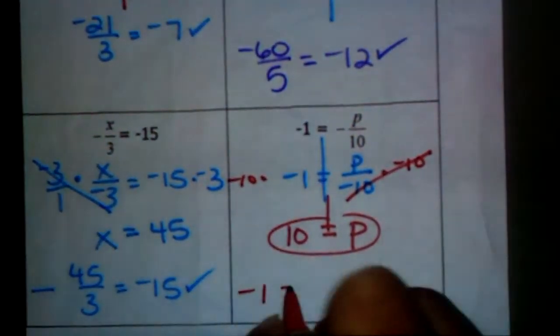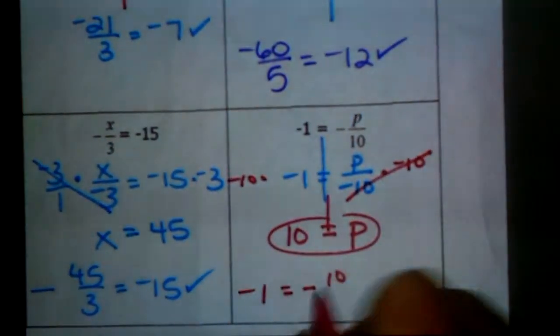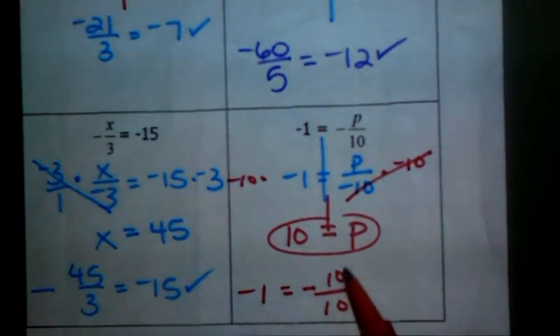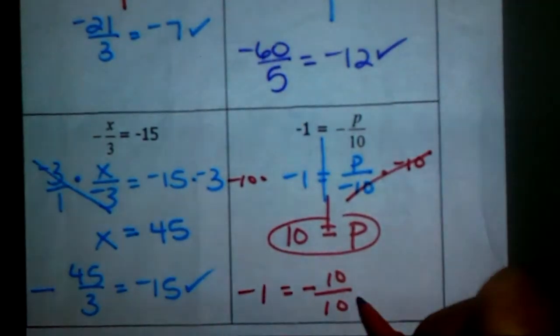And let's check it. I'm going to plug 10 in for p, and negative 10 divided by 10 is 1, and it's a negative 1, and negative 1 equals negative 1.